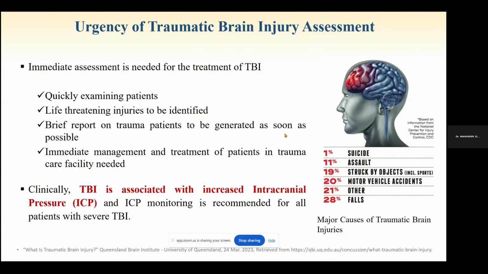So the important picture here is that for traumatic brain injury, the important parameter which I want to highlight is the intracranial pressure, which is in the brain. It is a pressure which builds up in the brain, and we need to monitor this for patients with severe TBI, basically.